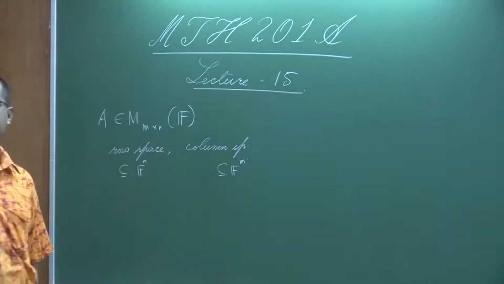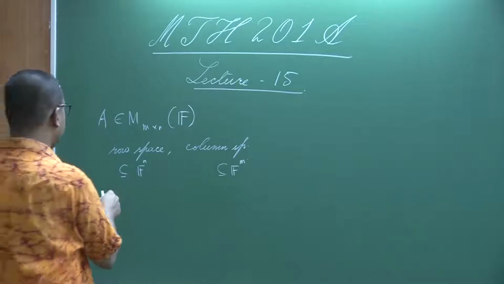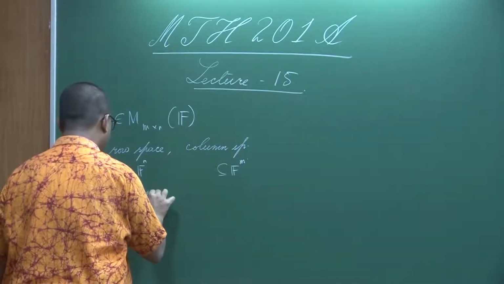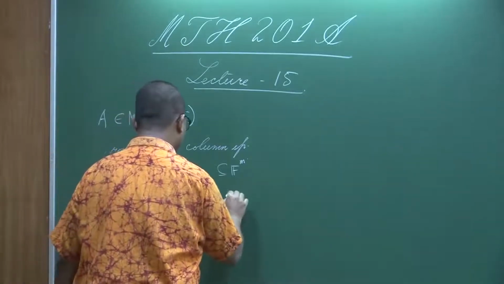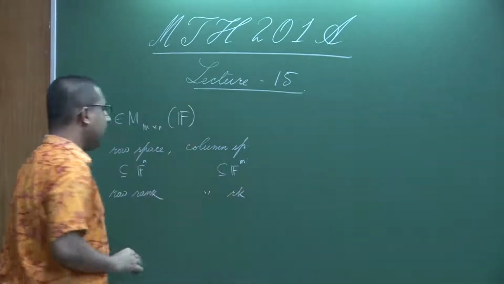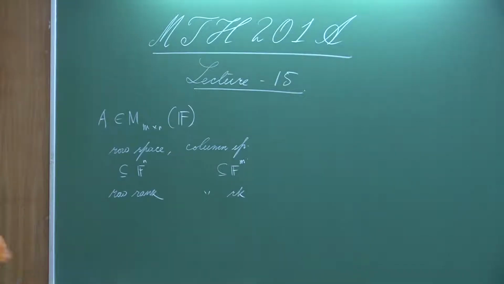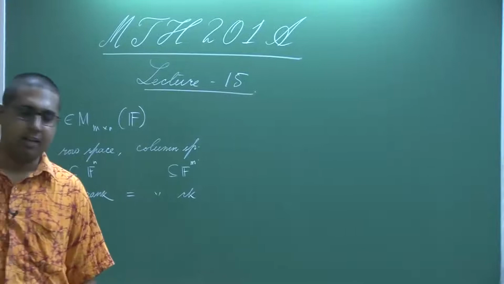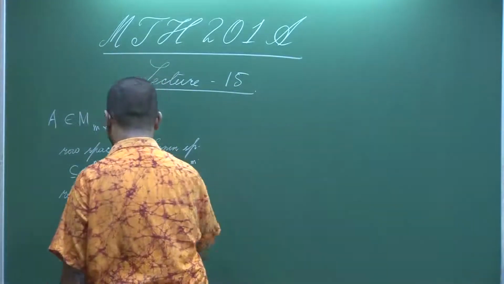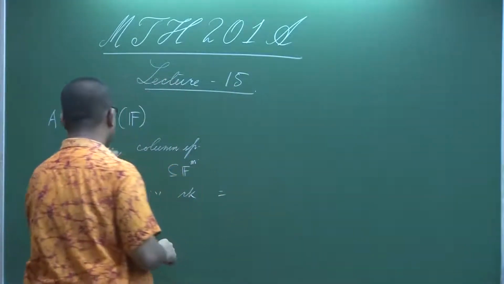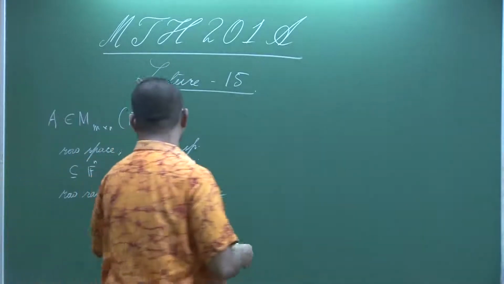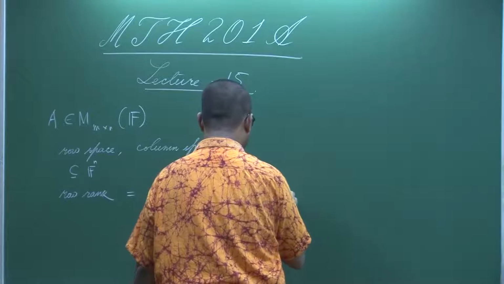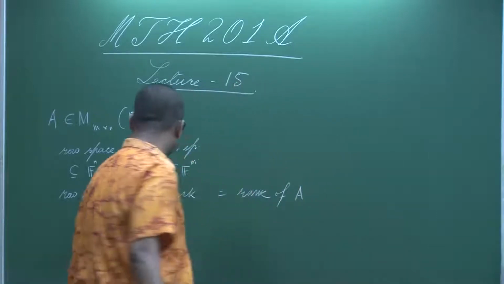Hence, the spaces are finite dimensional, their dimensions are respectively called row rank, and here it is called column rank. Then in the last lecture we proved that given any matrix, row rank equals column rank. Hence, from now onwards we will not use the words row or column while talking about the rank; we will simply call it the rank of the matrix A.